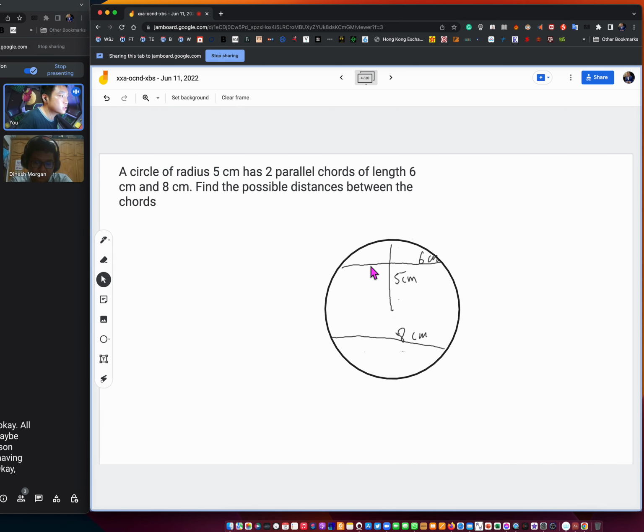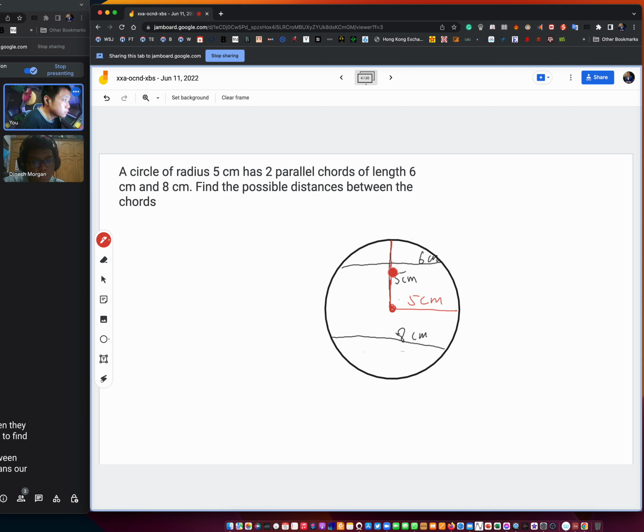Okay, good. A circle of radius 5 has two parallel chords, one of length 6 and one of length 8. Find the possible distance between the chords. How? So this is 5, and the radius is 5, right? Okay, this is 5. Then they ask you to try to find the possible distance between the chords.